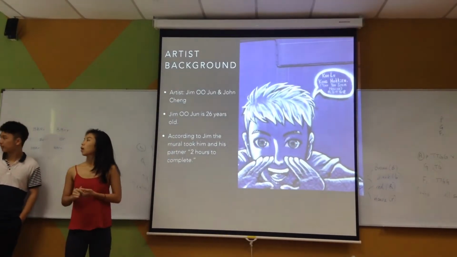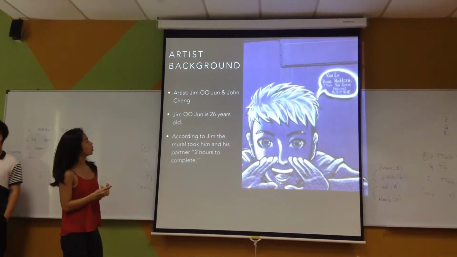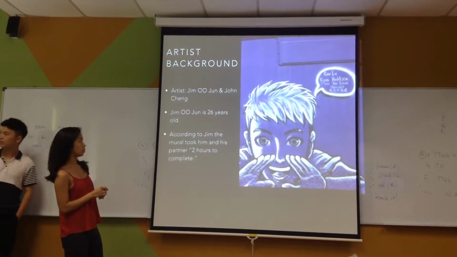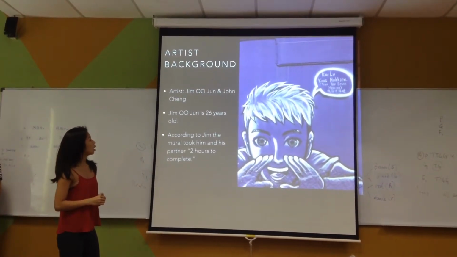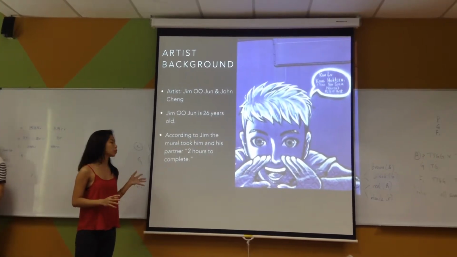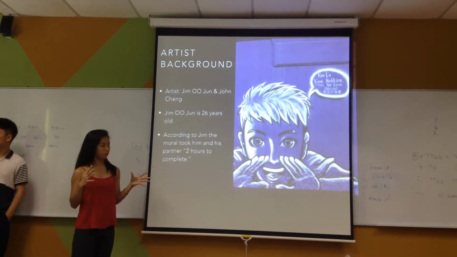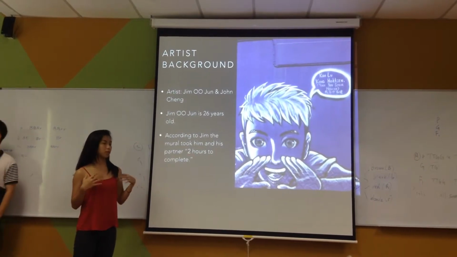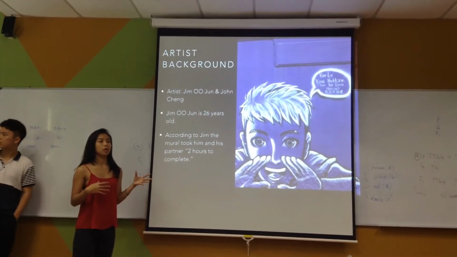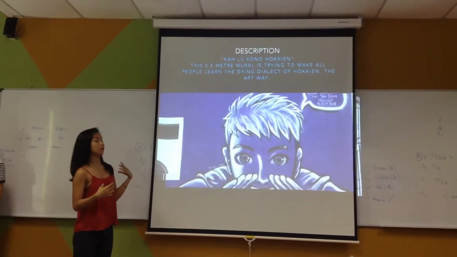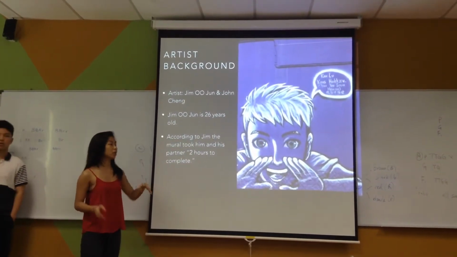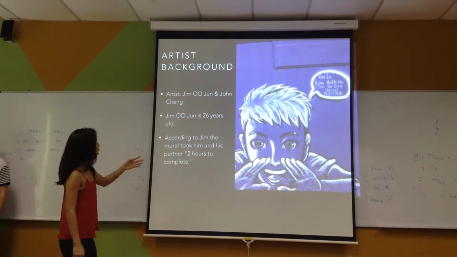Next. Okay, so this one is by Jim Woo Jun and John Cheng, and it took them 2 hours to finish this mural. It's on the side of a shop house, and he was actually helping out a friend to attract more customers. It's already a really big purple wall, so he decided to put a 12-foot face on it.